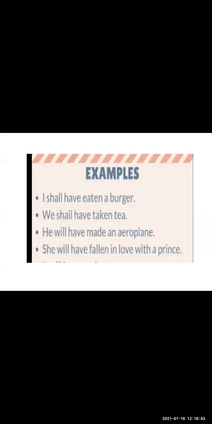Examples of future perfect tense. If you're talking about the future tense, students, always keep in your mind the helping verbs which we use, that is will and shall. I shall have eaten a burger. Now, students, pay attention here. I shall have eaten a burger. Okay. Shall or will shows this is a future tense. Right. Because these are the helping verbs which we use for the future tense.